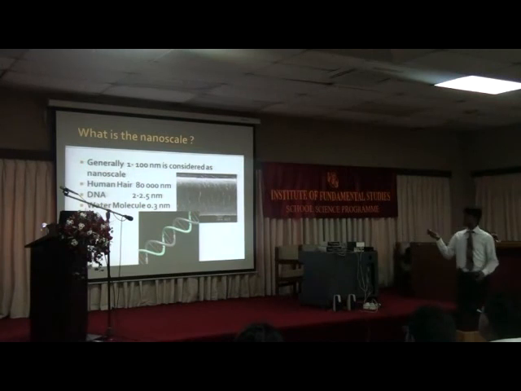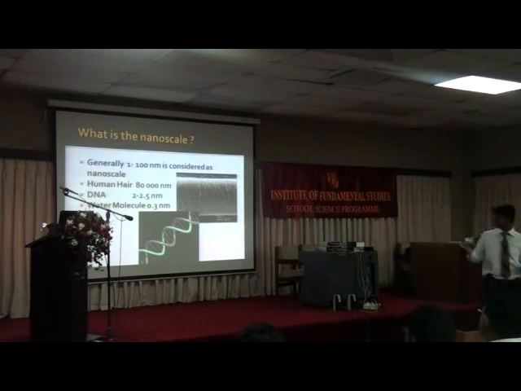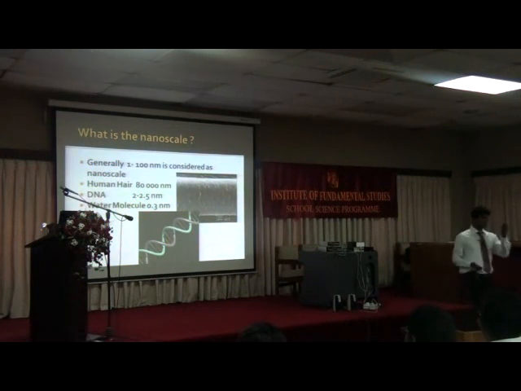A human hair's diameter is 80,000 nanometers. Just imagine. Then what is the size, what is the dimension of 1 meter to 1 nanometer? If your hair is 80,000 nanometers, what about 1 nanometer? Can you just guess?